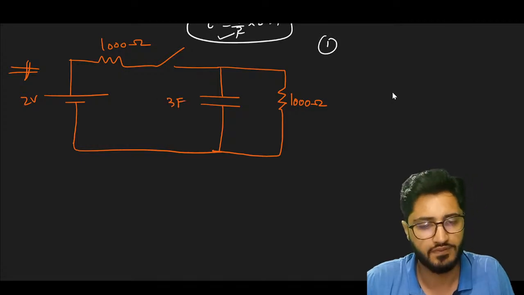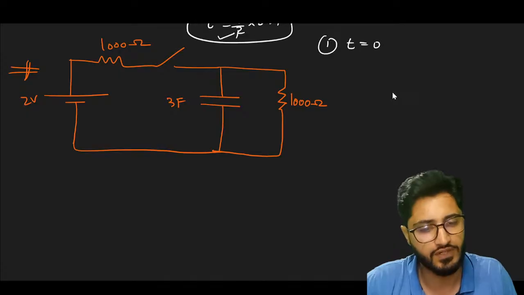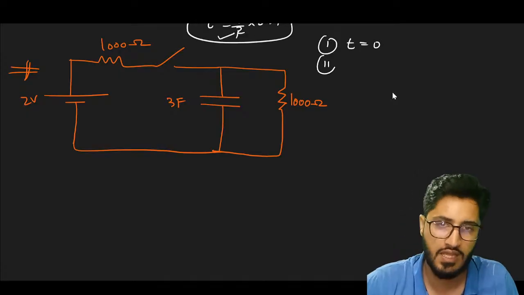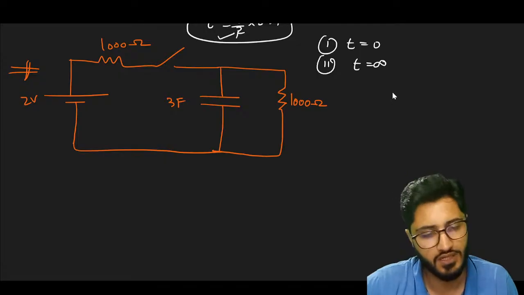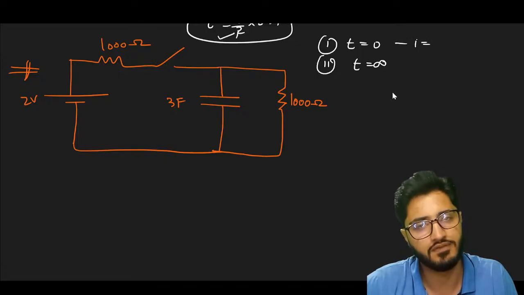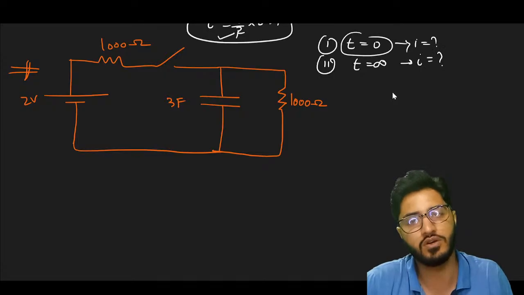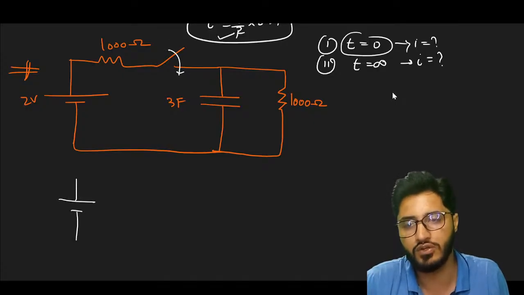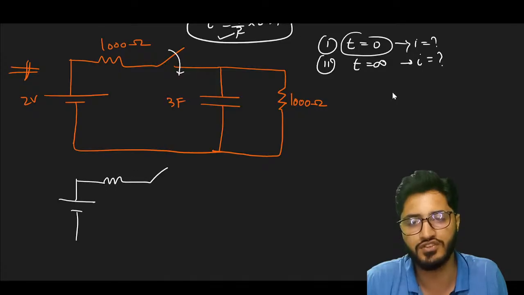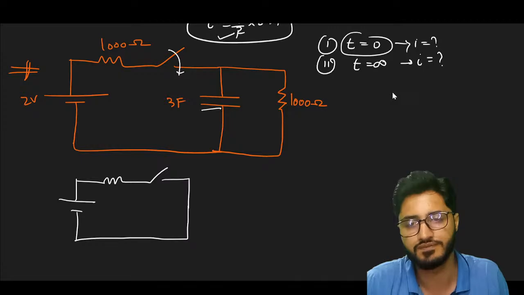First part, T equals 0. Second part, T equals infinite. Then, in both cases, find the current. First case, when T is 0, how do we do it? I need to redraw the whole structure. So instead of this one, I will use a plain wire.